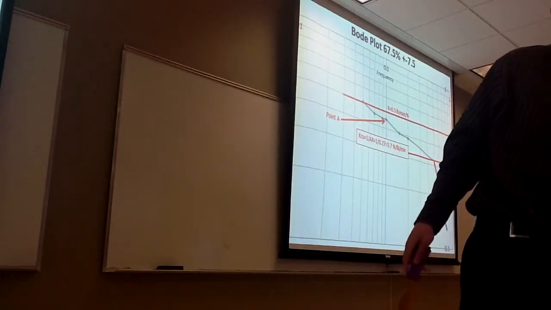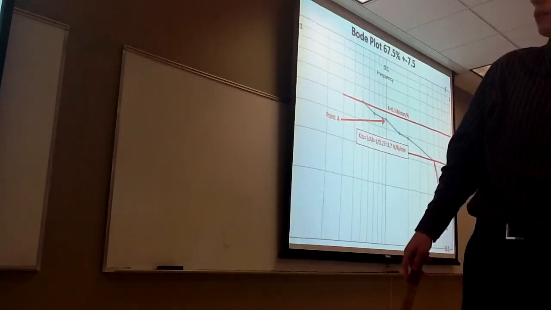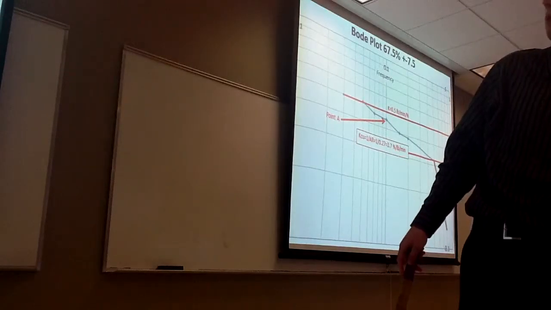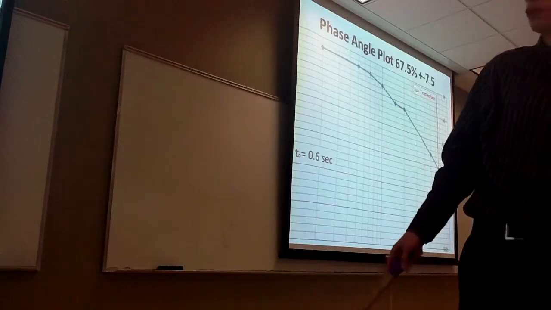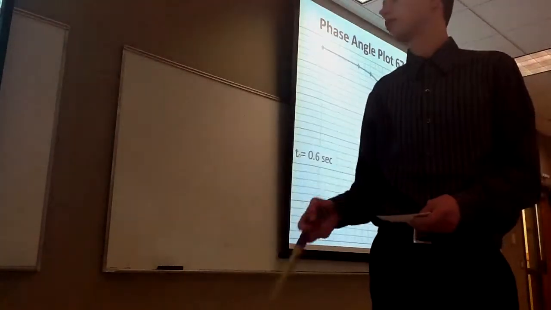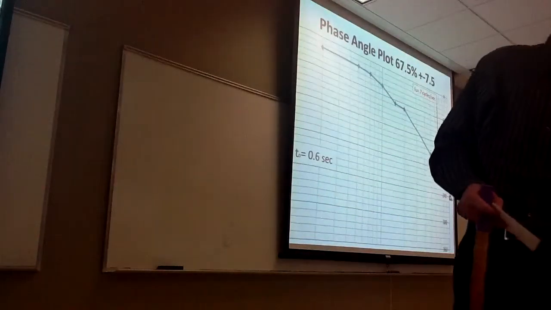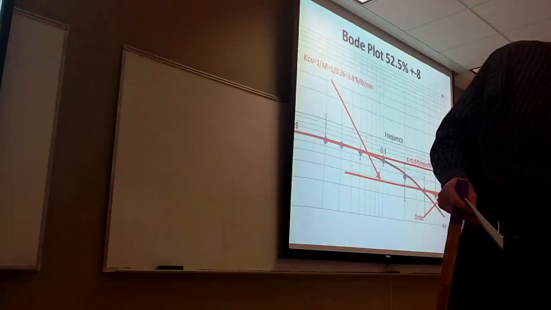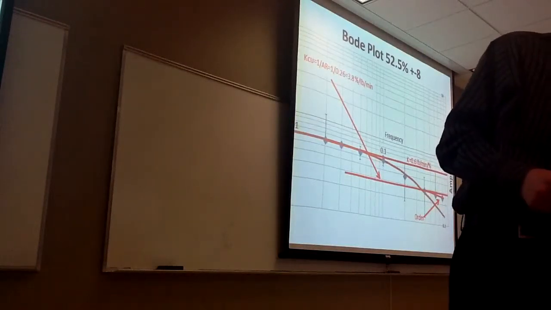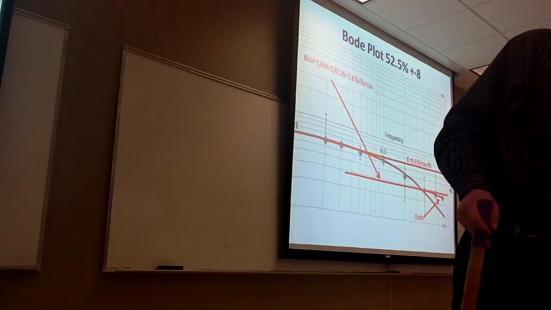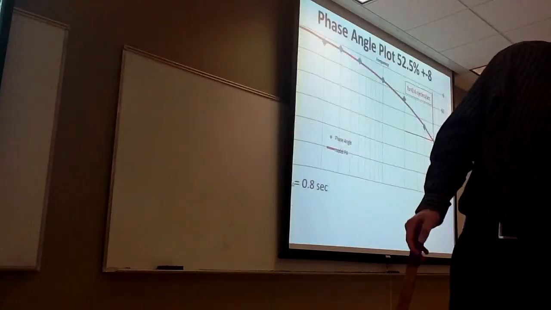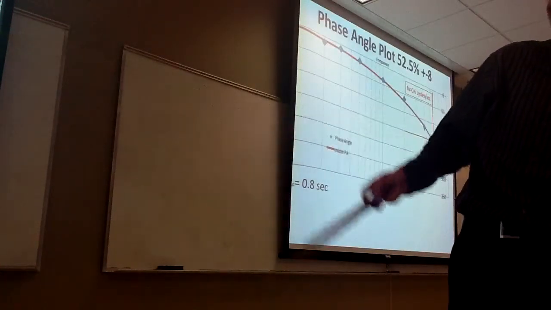This is our mid-range Bode plot data. The dead time for this data was 0.6 seconds. This is our Bode plot for our lower range data. And the dead time for it was 0.8 seconds.